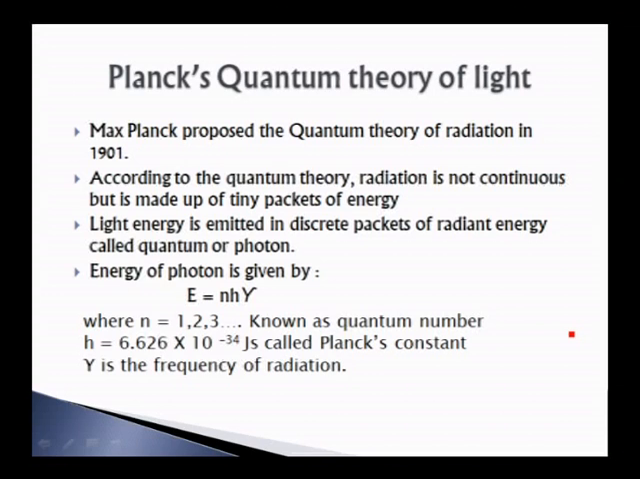Now, the next theory is a very important theory, proposed by Max Planck in the year 1901, and the theory is referred to as the quantum theory of light. According to this theory, light or radiation is not continuous, but is made up of tiny packets of energy, and these tiny packets of energy he referred to as quanta. This quanta he called photons, and each photon possesses energy. The energy of the photon is given by E = nhν, where n is an integer, h is Planck's constant, whose numerical value is 6.626 × 10^-34 joule second, and ν is the frequency of the incident photon.